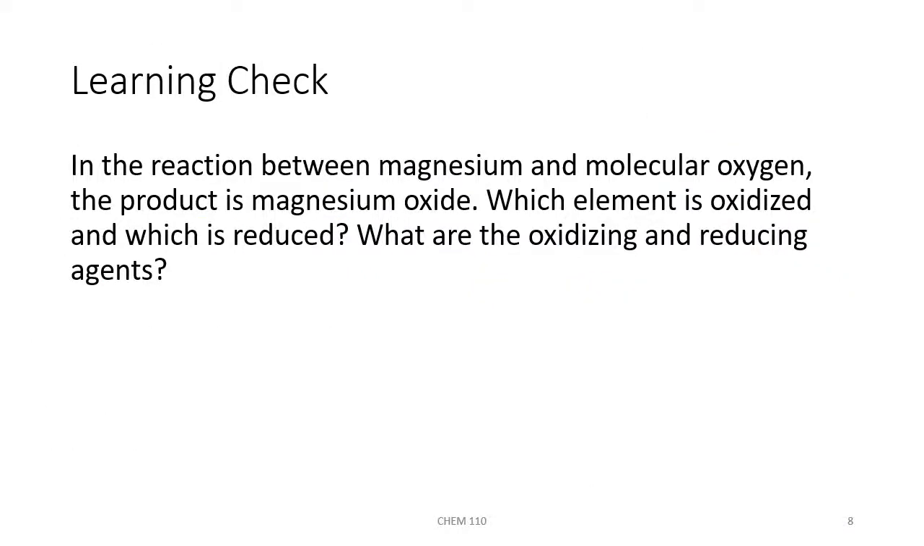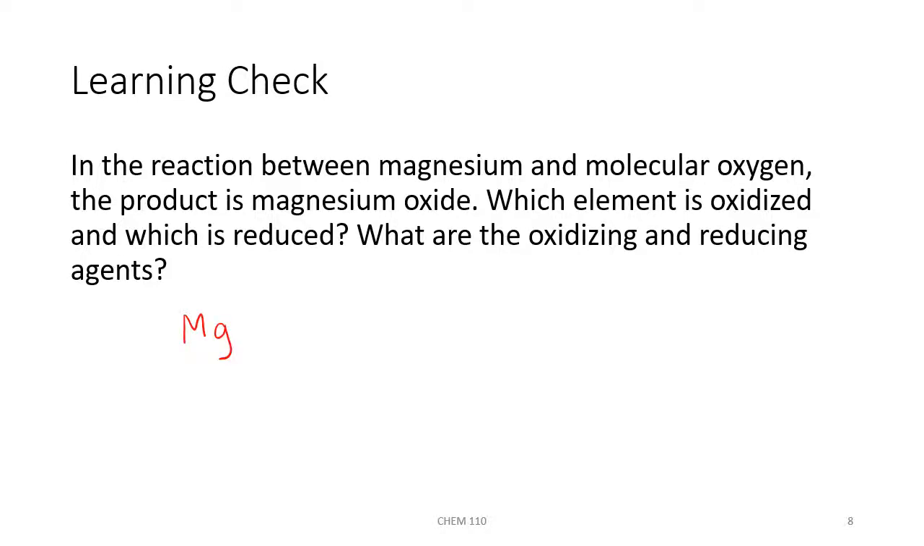Let's practice using our new definitions. In the reaction between magnesium and molecular oxygen, the product is magnesium oxide. Which element is oxidized and which is reduced? What are the oxidizing and reducing agents? We're going to try to write a balanced equation for this reaction first.